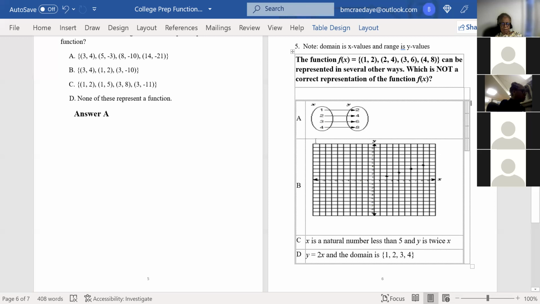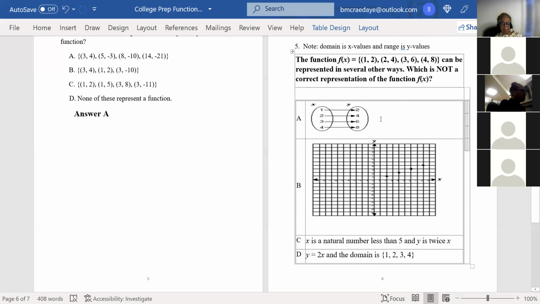Right here. What are they? 1, 2, 3, and 4. What are the Y values? 2, 4, 6, and 8. Now, does that match what's right here for the function? Latoya just said the X's were 1, 2, 3, 4, and the Y's are 2, 4, 6, 8. Does that match? Yes, that matches. So that's a correct representation.